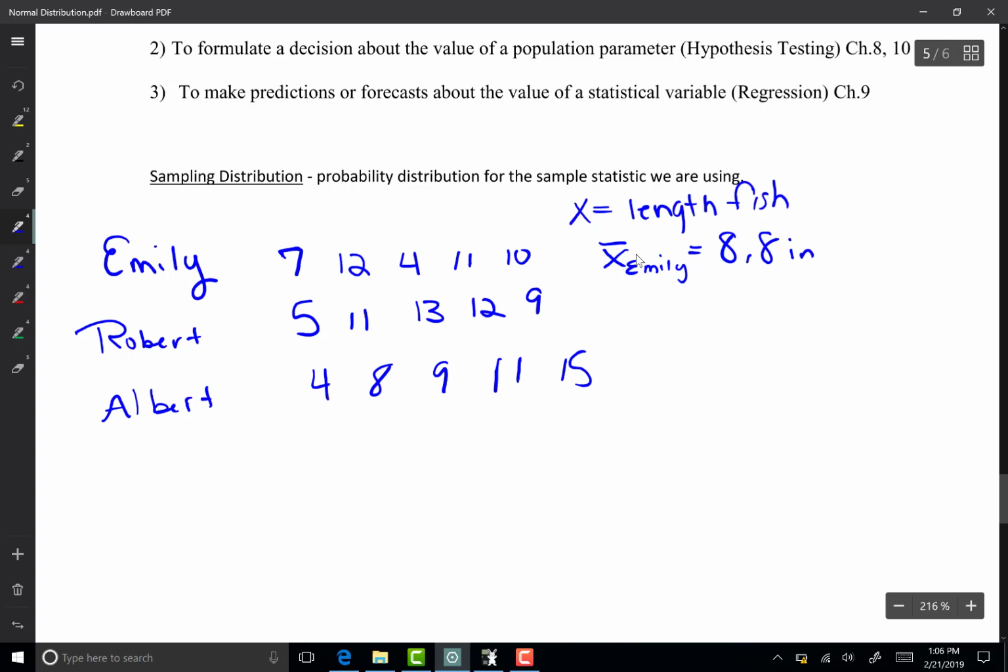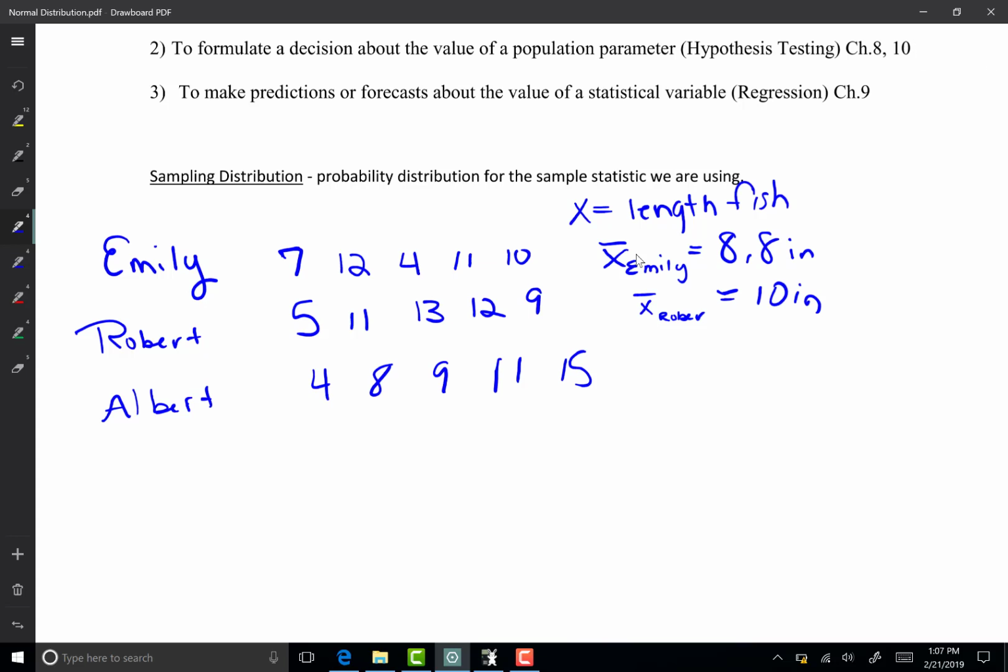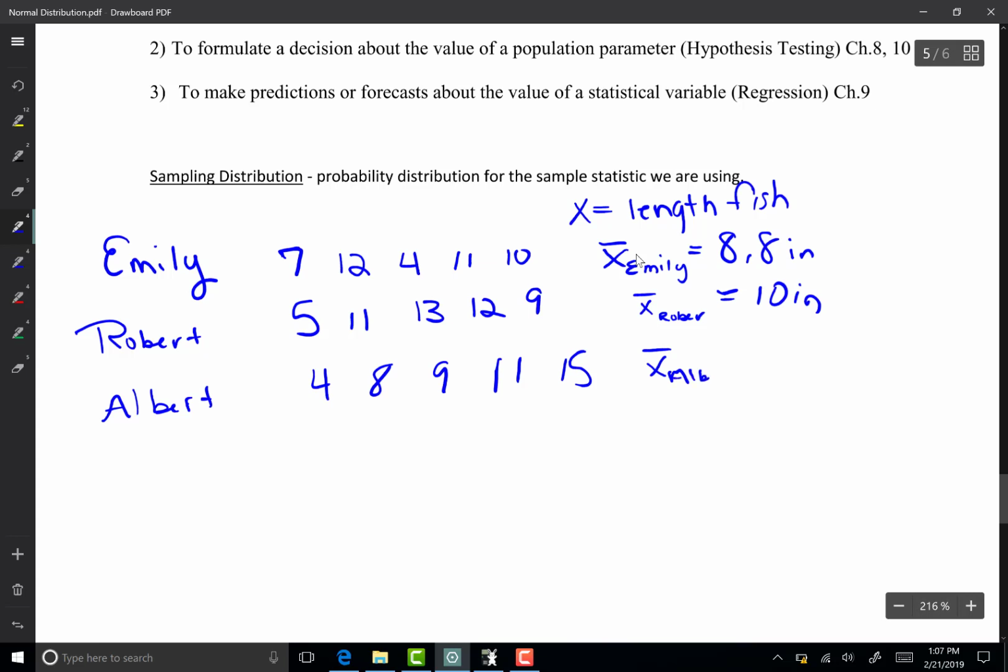Let's say I ask Robert to do the same thing. Go ahead, Robert. Figure out your average length of fish that you caught. And the average length of the fish that Robert caught is 10 inches. And let's say we do the same thing for Albert. Go ahead, Albert. I wish you guys could talk back and tell me. Just kidding. His length was 9.4 inches.